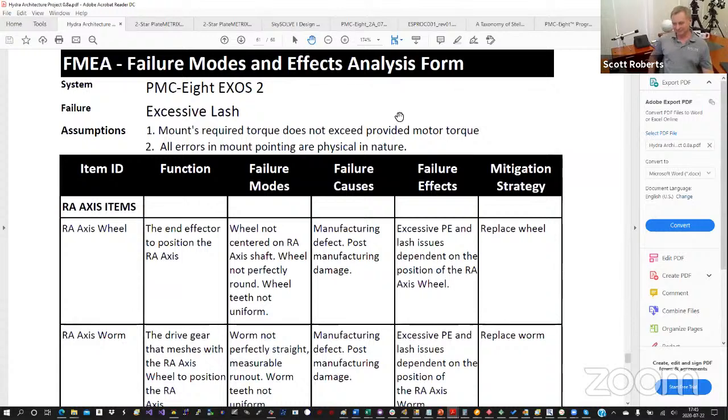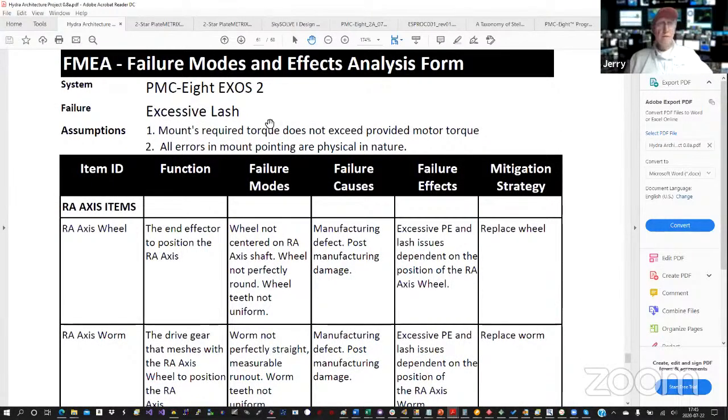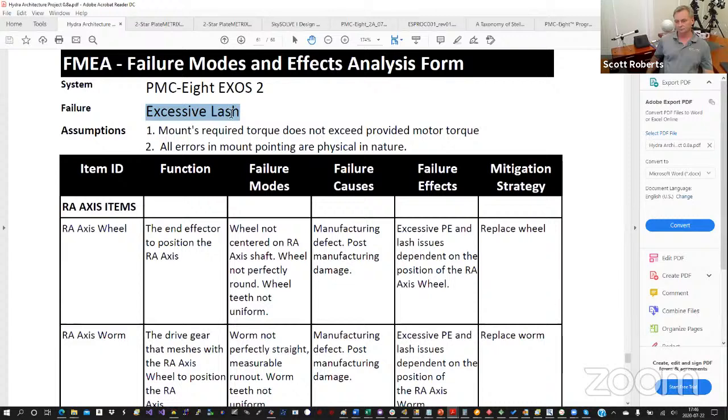All right, so this is a form that I created as an example. When we're doing our product development, this is some of the engineering discipline I'm trying to bring to our industry and our company in particular, in terms of being able to understand our products a little better ahead of time. And so one of the things I did was an analysis, after the fact, of course, since we already have the PMC-Eight EXOS 2. What is the failure? It is excessive lash.